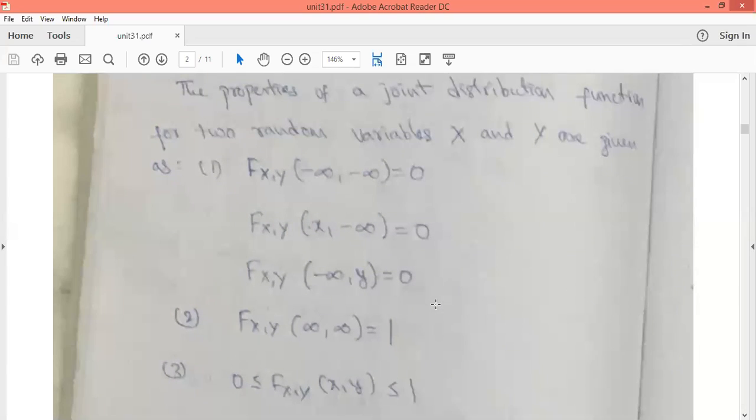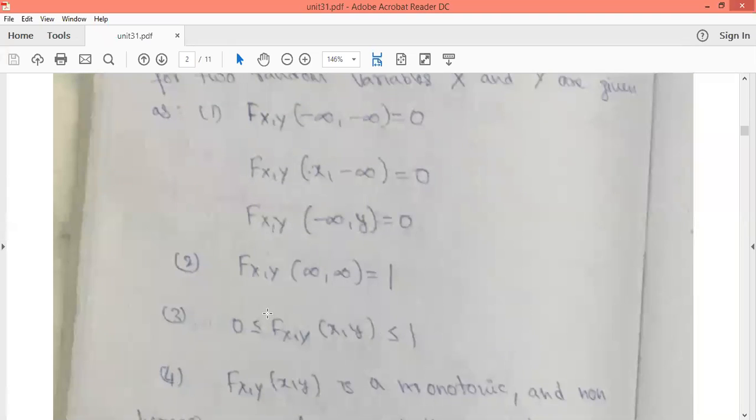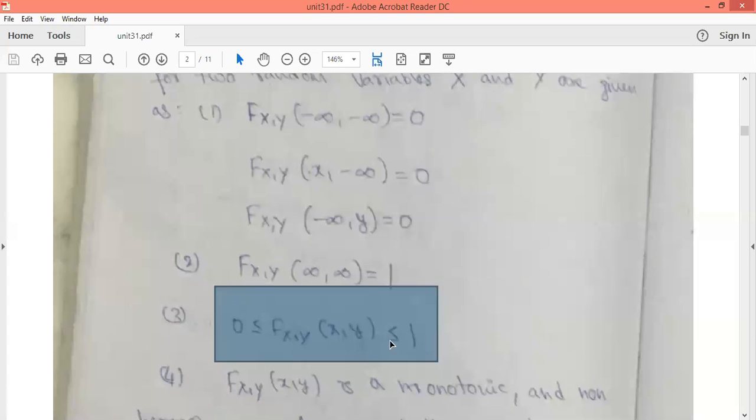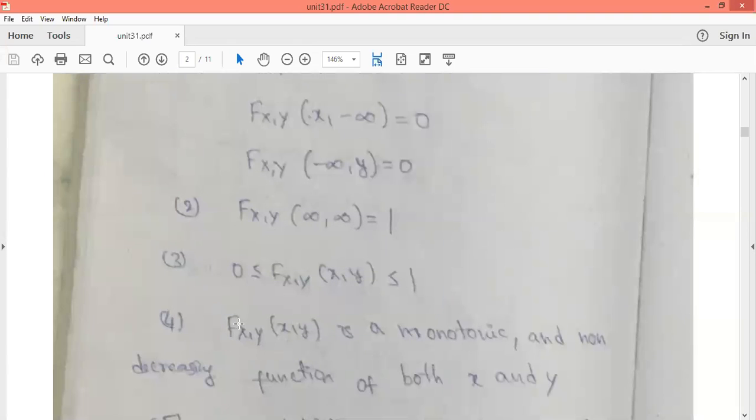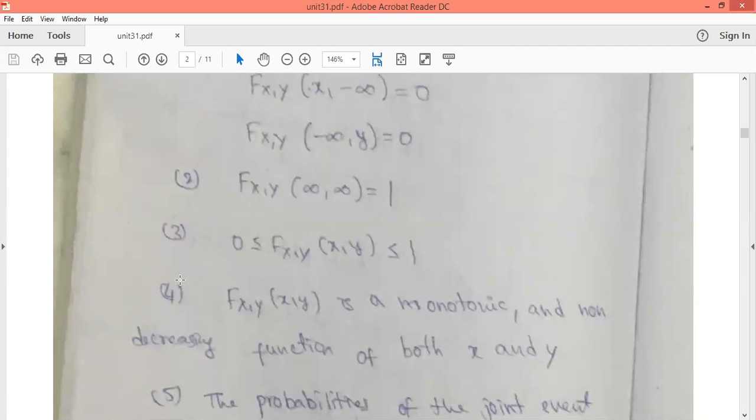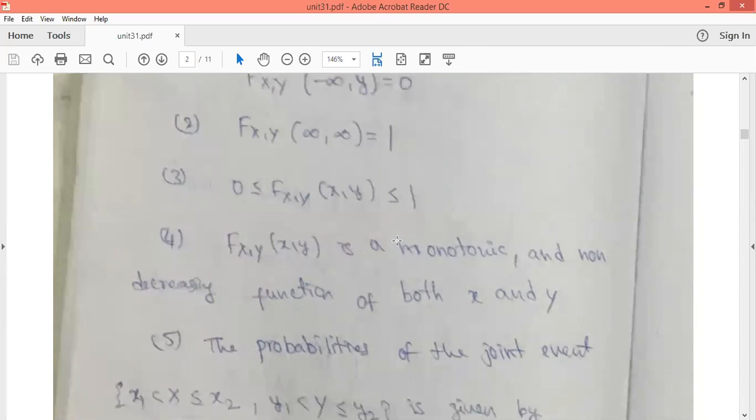And what is the second property here? F_XY(∞, ∞) will be equal to 1. So 0 is less than or equal to F_XY(x, y), which is less than or equal to 1. It shows that the minimum value of the joint probability distribution function will be 0, and the maximum value will be equal to 1. Then the fourth property says that F_XY(x, y) is a monotonic non-decreasing function of both x and y. So it is an increasing function.